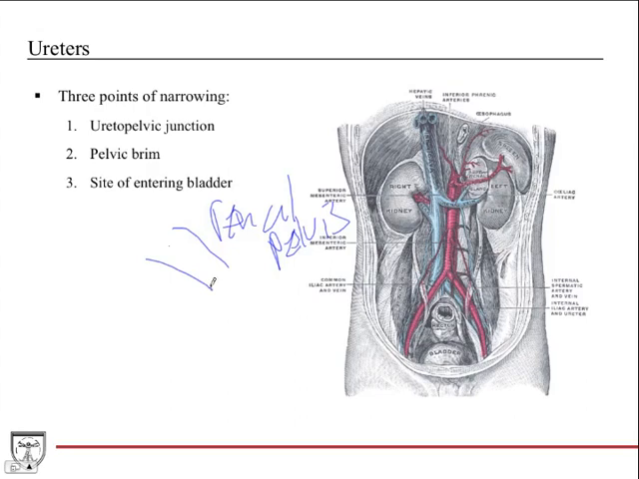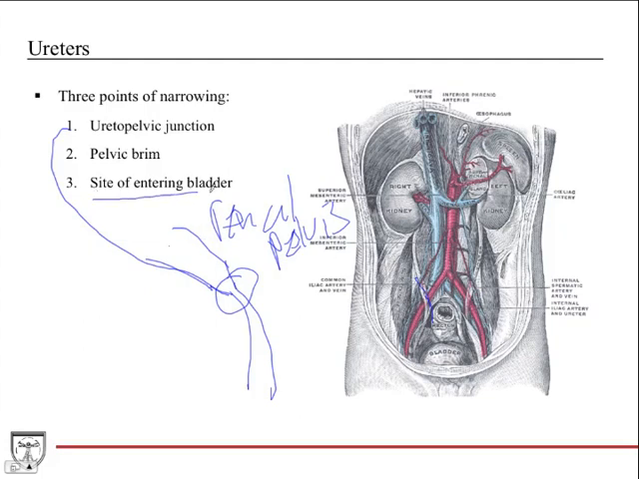Here, and then it tapers down and forms the ureter here. So this narrowing here is number one, the uretero-pelvic junction. And then down here, where the ureter travels across the common iliac at the bifurcation, just over the pelvic brim, it's in close proximity to a lot of structures that can compress it and cause further narrowing.